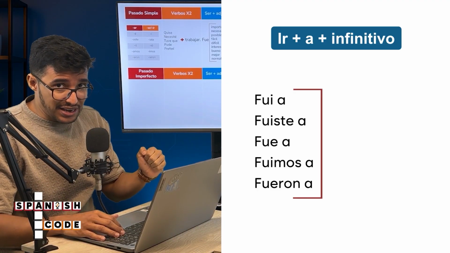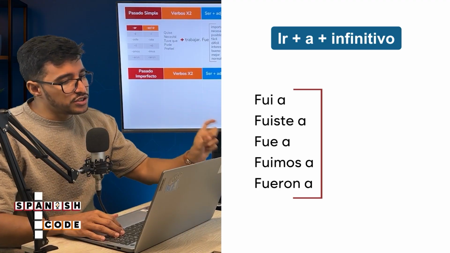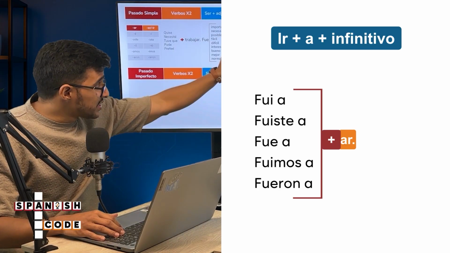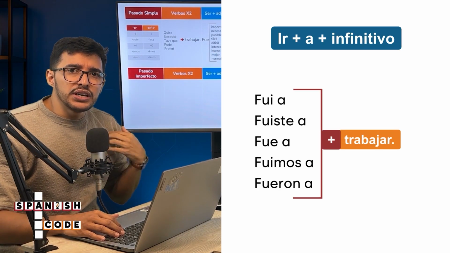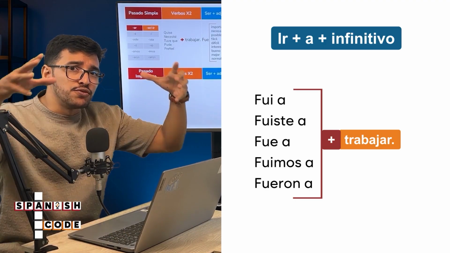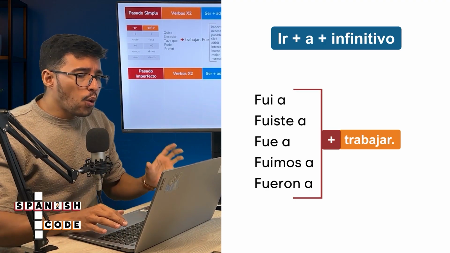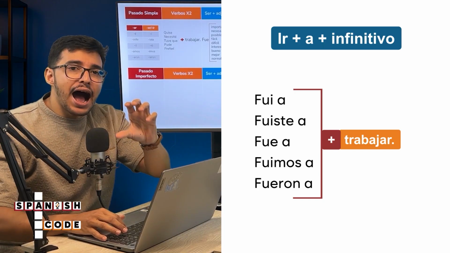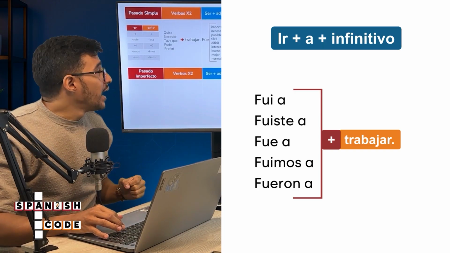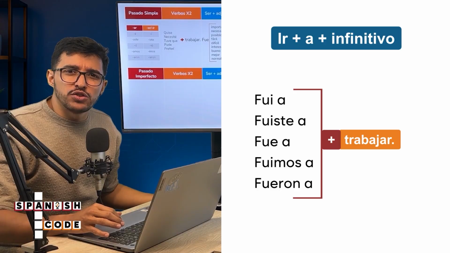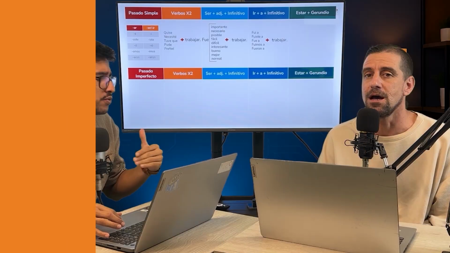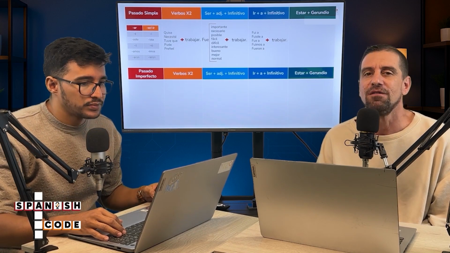Then we go to ir plus a plus infinitive, which in present tense is voy a. But in past tense, I need to change the conjugation of the main verb, which in this case is ir. Fui, fuiste, fue, fuimos, fueron, and always with the a. Fui a, I went to, and it means that I actually did it. Like I went to work. It happened, right? I went to Cali. I went to eat with friends. I went to the gym. I went to exercise in the gym. Fui a.